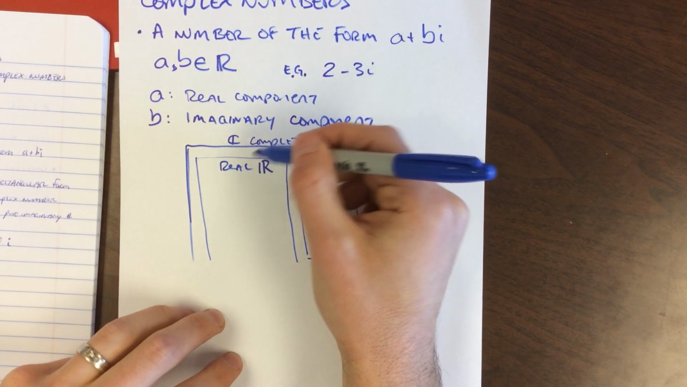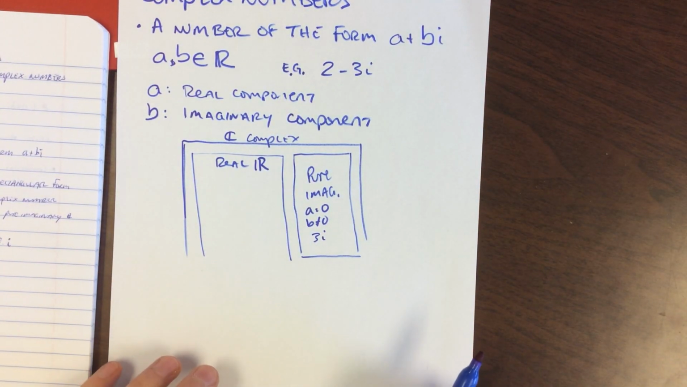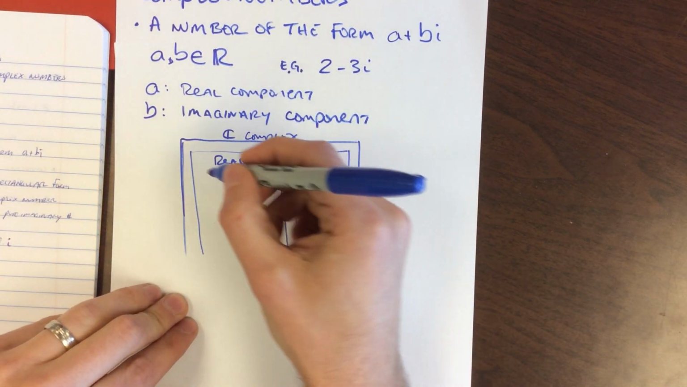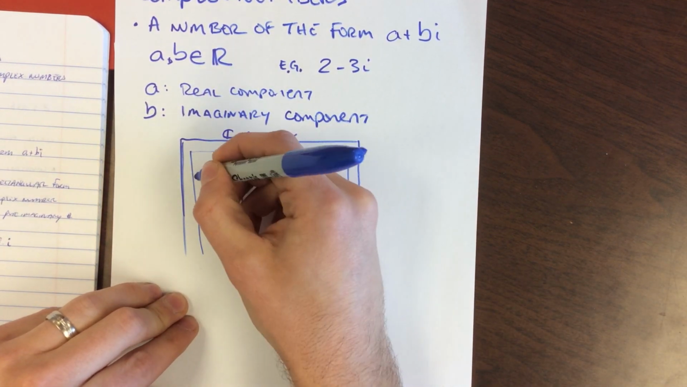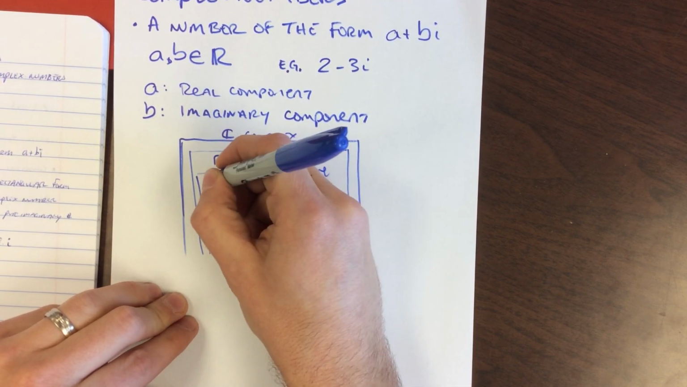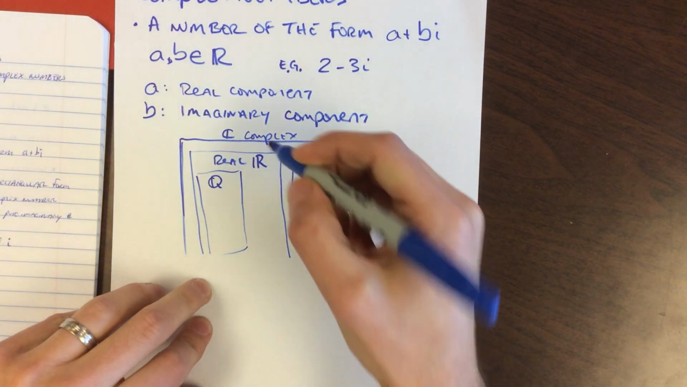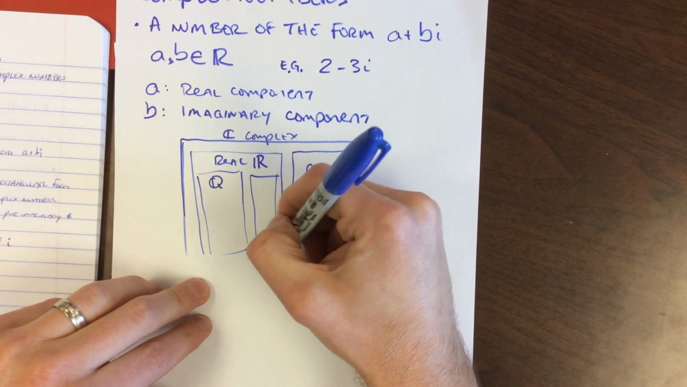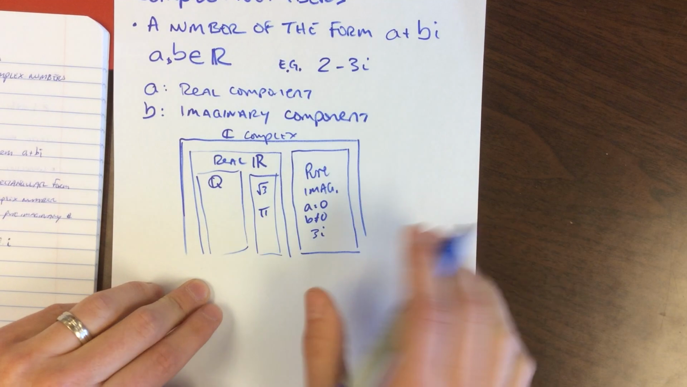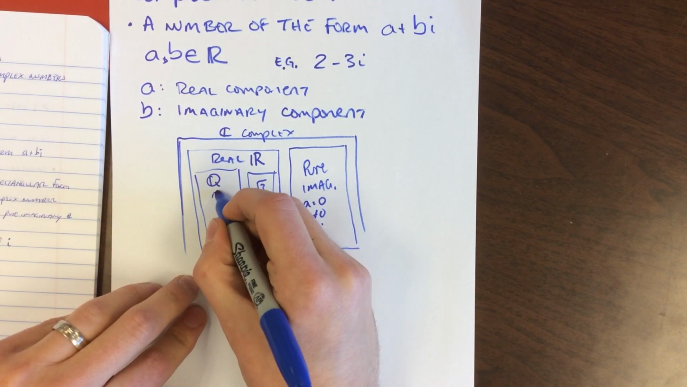So complex numbers, everything's a complex number. Now we can split that apart into real numbers. The real numbers can be split apart into rational numbers and irrational numbers. So irrational numbers like square root of 3, pi, and so forth. Rational numbers, anything that's a fraction.